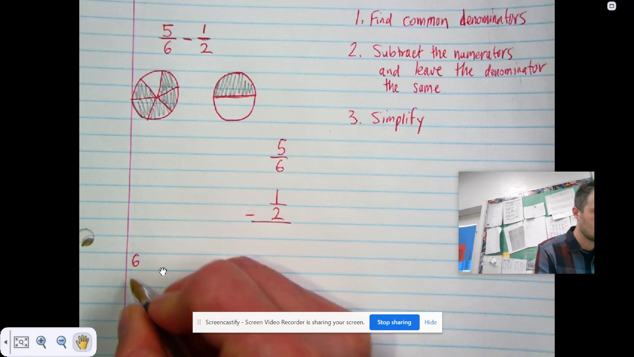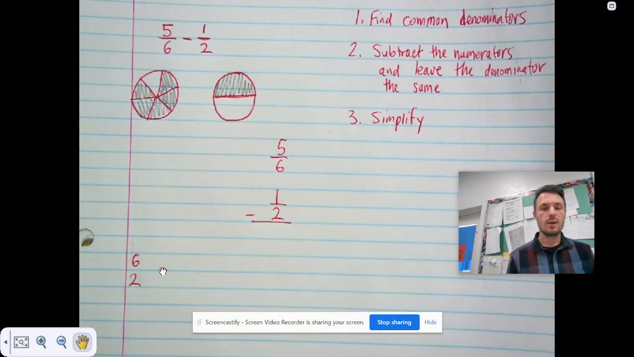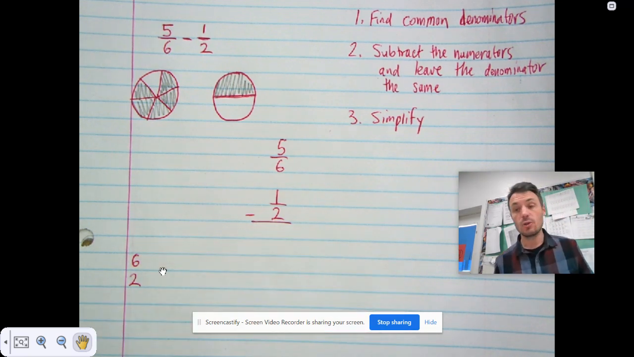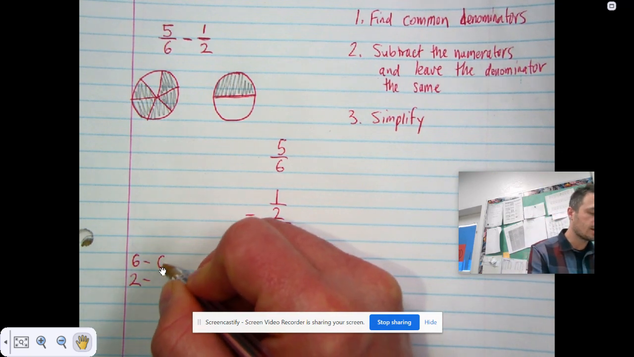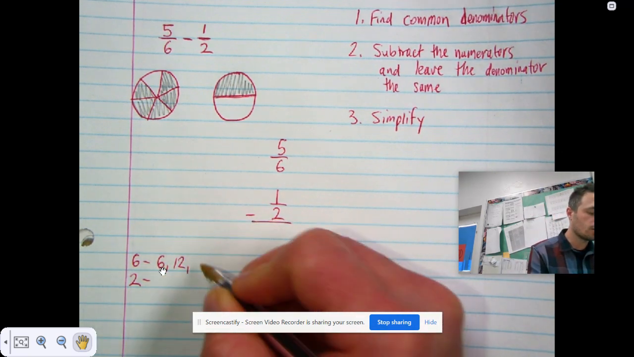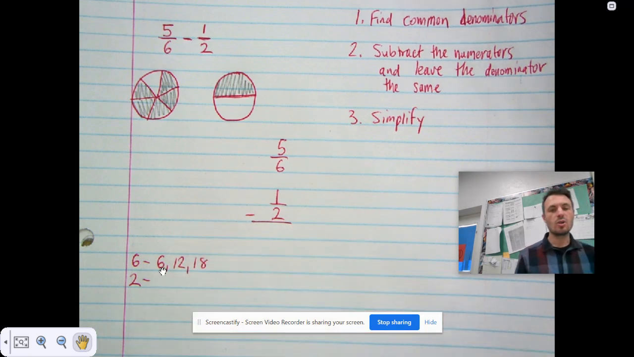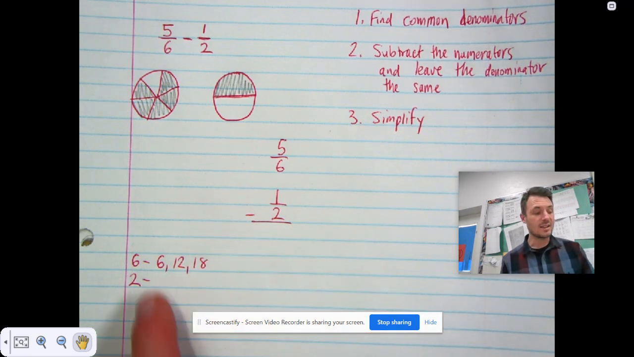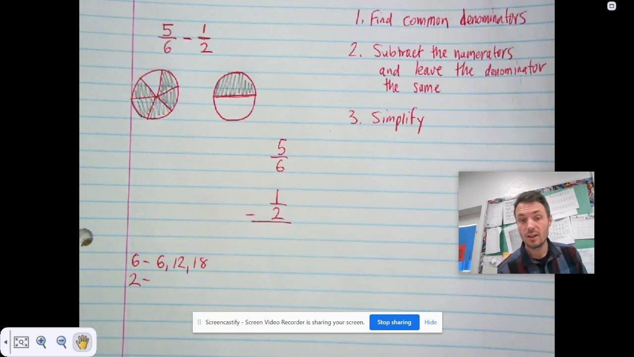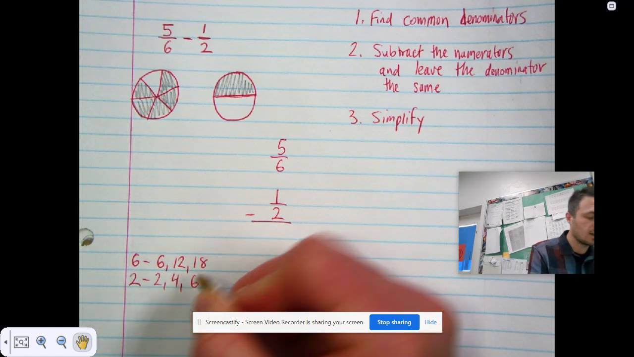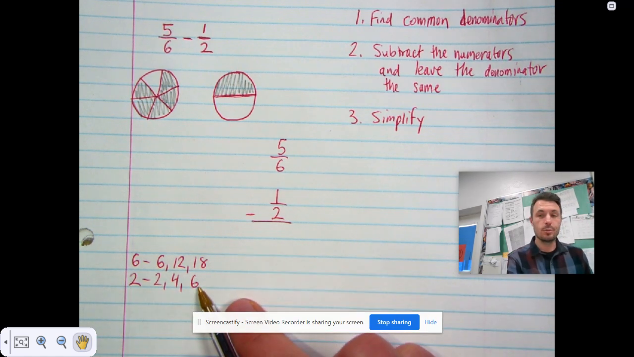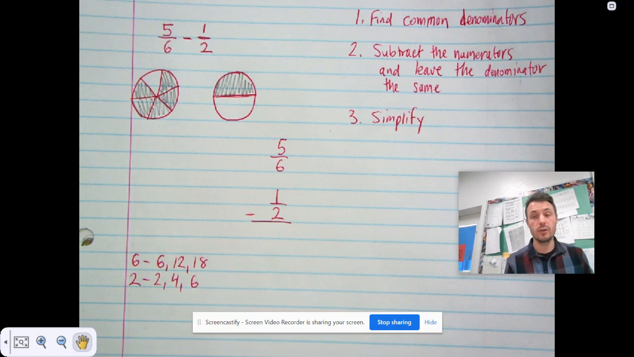So we put 6 here and 2 here, and we count by 6s and we count by 2s until we find a number that's in both lists. So we're going to count by 6s, 6, 12, 18. Now, I kept going, but some of you could see as I wrote that first 6, you could see, hey, 6 is a multiple of 2. And that's true. Let's count by 2s. 2, 4, 6. Look, my third multiple of 2 is my first multiple of 6.